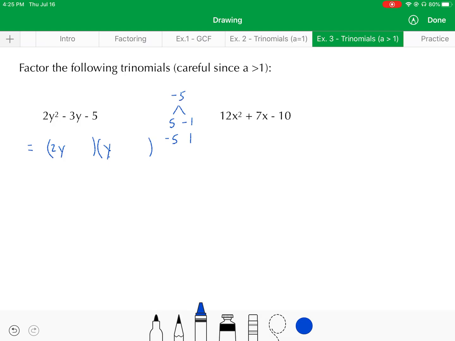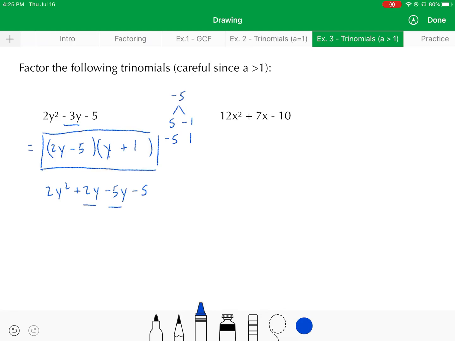Okay. So you just need to test those pairs in the different spots until you wind up with outside and inside parts of FOIL leading you to the middle term of negative 3y. What it should end up being is negative 5 there and positive 1 there, right? Again, multiply it all out as a check. First part of FOIL is 2y squared, outside part 2y, inside part negative 5y, last part negative 5. Notice how these are going to lead you back to that middle term there. So here is our complete factored form.